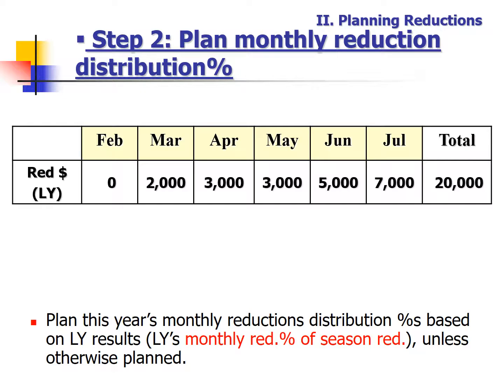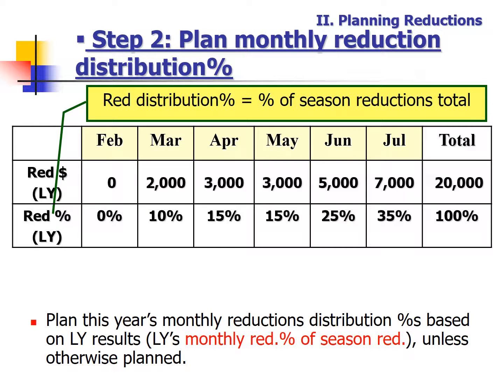So for example, let's say last year we had a total reductions, entire seasonal reductions dollar of $20,000. And across the 6 months, in February, there was no reductions in the beginning of the season, we didn't take any markdowns or anything like that. And in March, we had $2,000 reductions, and in April, $3,000 and $3,000 again in May, and then June, $5,000, etc. So let's say this was the case last year.